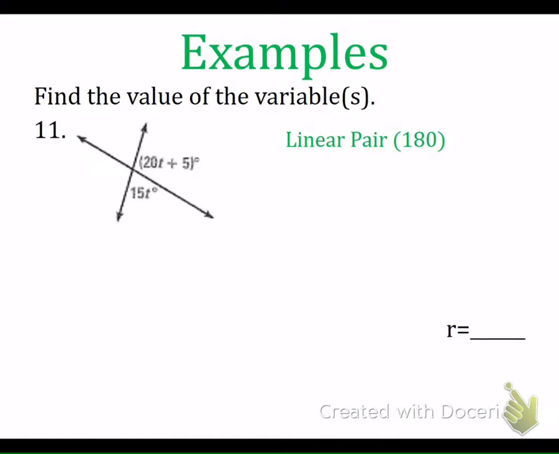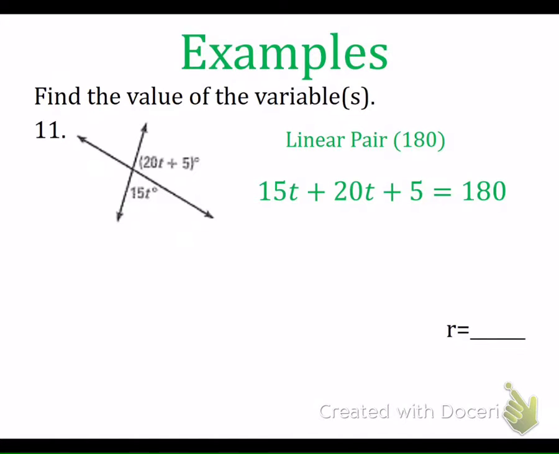Well, it depends what the relationship is. These are a linear pair because they make a line. See that? They have this side in common. Look at the other two sides. Do they make a line? They do. So it's a linear pair. Linear pairs have a measure of 180 degrees. So I'm just going to add the two angles. So the one angle is 15t. The other angle is 20t plus 5. Put a plus sign in the middle. Put equals 180. And then we can do the math.